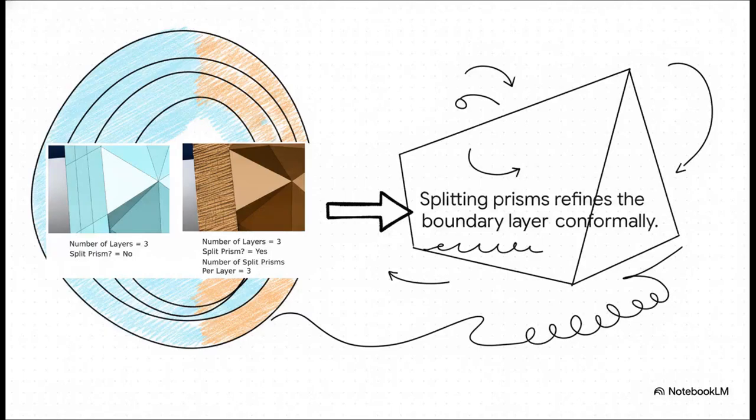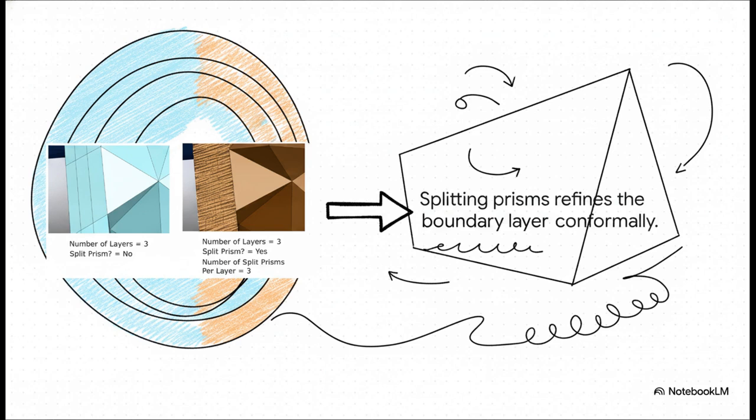Splitting these mesh prisms conformally allows us to refine the boundary layer without having to drastically alter the entire rest of the mesh. Going from 3 basic layers to 9 highly refined layers, exactly where we need the most, lets us mathematically capture some incredible physics. Let's go back to our golf ball.